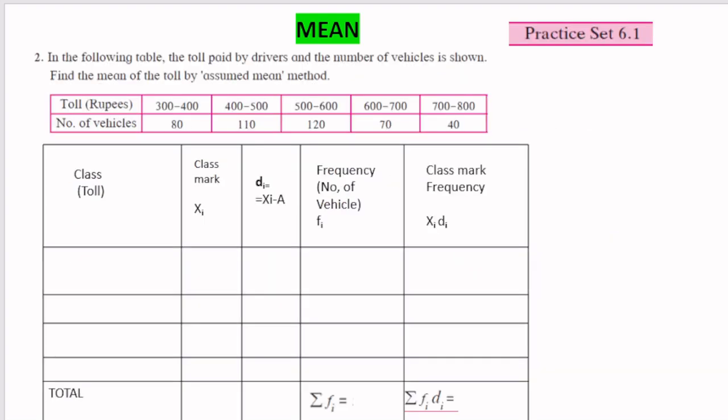Let's see again. I'll take an example from practice set 6.1, question number 2. In the following table, the toll paid by drivers and the number of vehicles is shown.